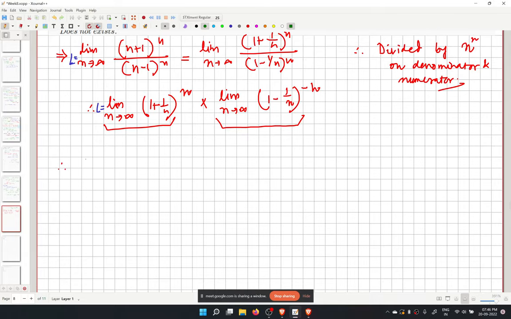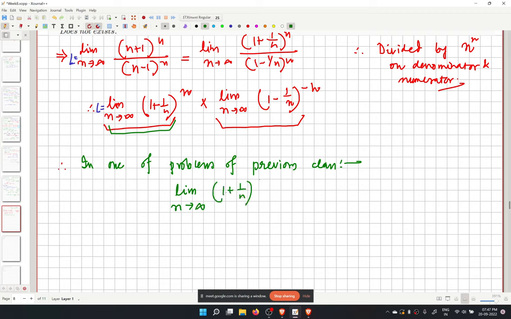So in one of the previous problems we have seen that we have actually evaluated this limit, and we have seen that the limit as n tends to infinity of (1 plus 1 over n) to the power n is equivalent to the summation of i equal to 0 to infinity of 1 over i factorial, and this is equal to actually e.